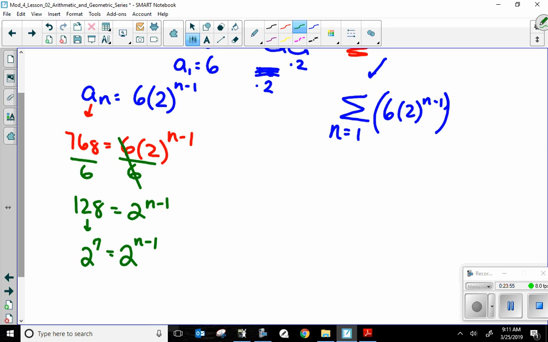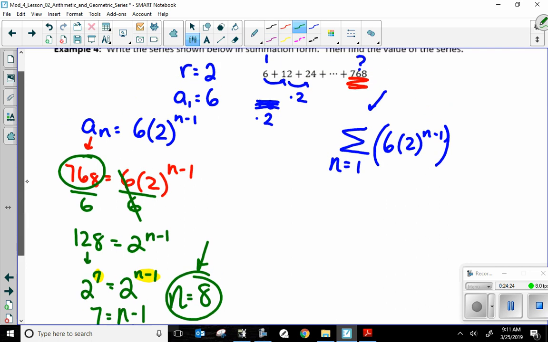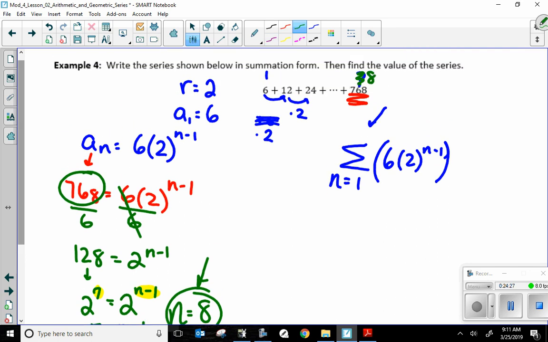In other words, 2 to the 7th only equals 2 to the 7th. This here has to be 7 for them to be equal. So I just say if 7 equals n minus 1, well, I add 1 to both sides, 8. That means 768 is the 8th term. That's what that n is in my equation term. So I come all the way back up here and say, this is actually the 8th term. So I start at 1 and I end at 8.